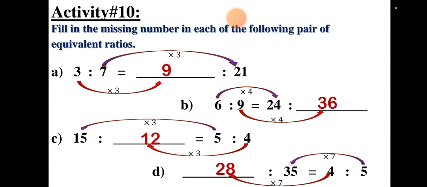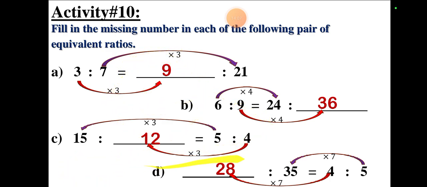Fill the missing number by following the given ratios, like 3 ratio 7 equals dash ratio 21. So first of all, you have to check 3 is to this number as 7 is to the other. So 7 what is 21? 7 multiplied by 3. So 3 3s are 9. So here 9 will come.